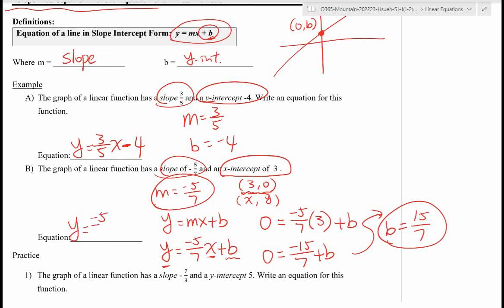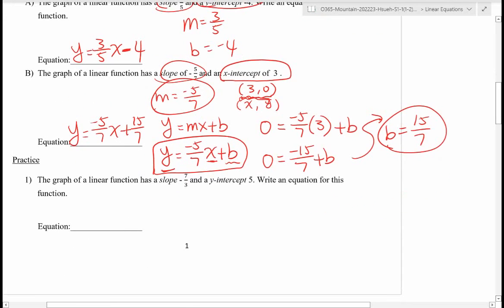It is -5/7x plus the value of b, which is 15/7, and that is your equation. Okay, so part B is slightly trickier, right? You need to put the equation into the form with the unknown, which is the value of b. We need to use this point that the line goes through to help us find the value of b, by plugging the x and y values into the equation to replace the x and the y.